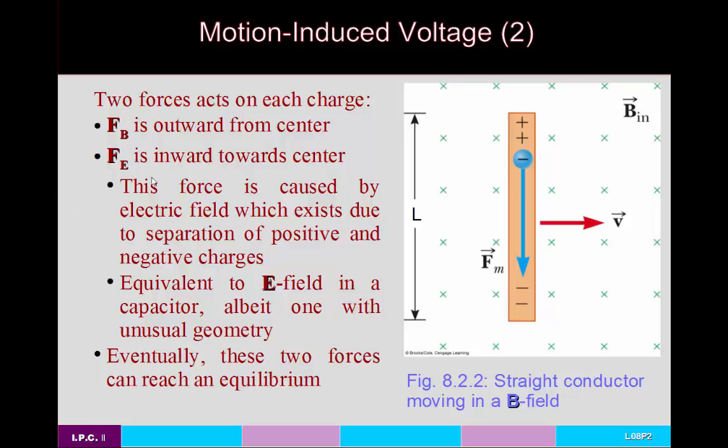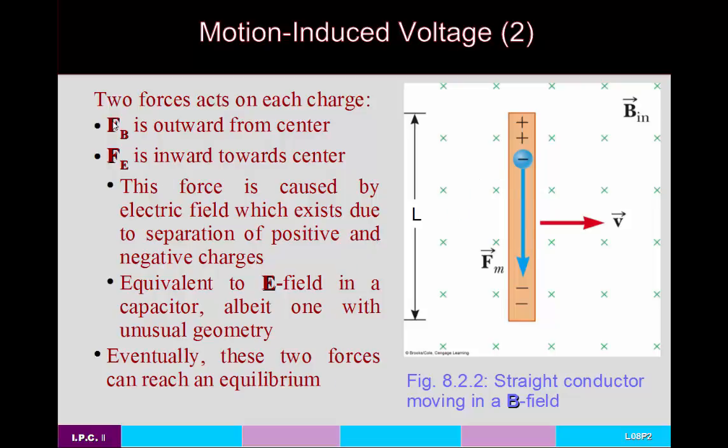The force from the electric field is due to this charge separation, and it's basically equivalent to the electric field which is produced in a capacitor, although it may have a slightly unusual geometry. For example, your capacitor might be the equivalent of a small plate here and a small plate here with a very large separation distance between the two. In any case, because these two forces are opposed to each other, at some point an equilibrium condition can be reached.